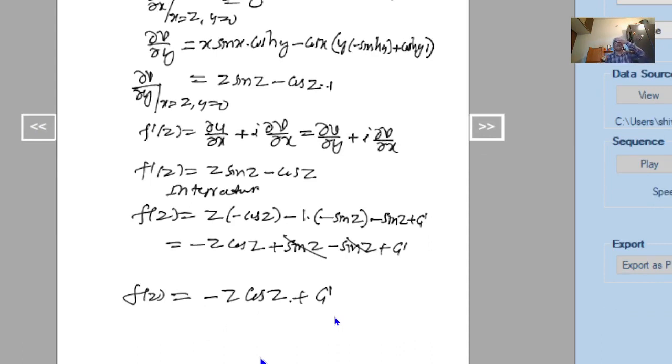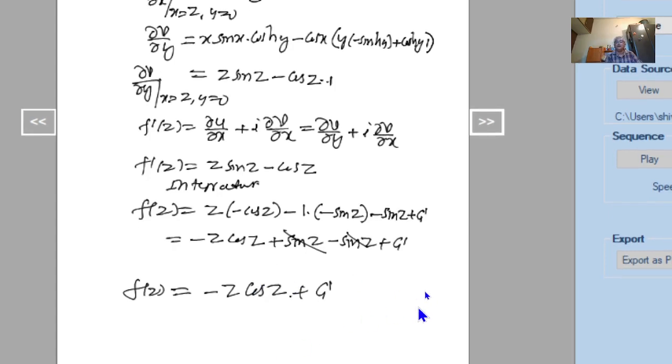So this is how we can find out analytic function if the real part is given or the imaginary part is given. Okay, thank you. I'll stop here.